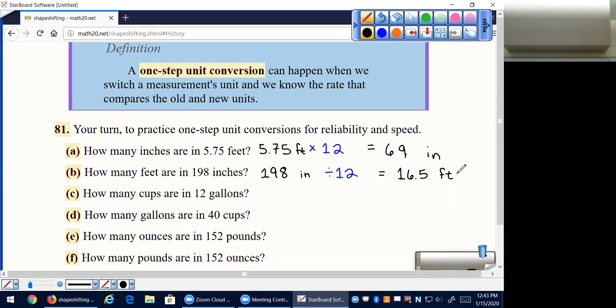Yes? Is the calculator a non-calculator? Calculator is great. Use calculator. Oh, I mean, like on the test. On the test, yeah, please. These will be calculator friendly. So, go take out paper. Try these yourselves. This is not a spectator sport.